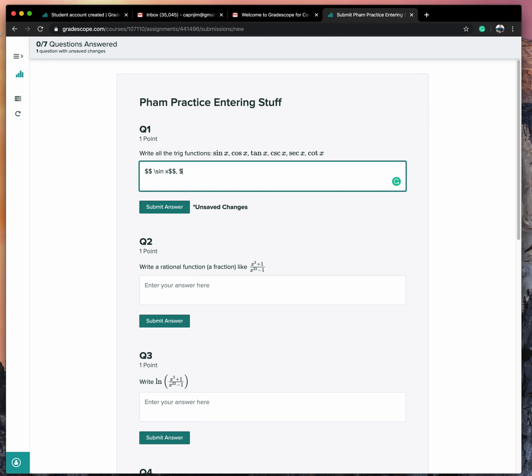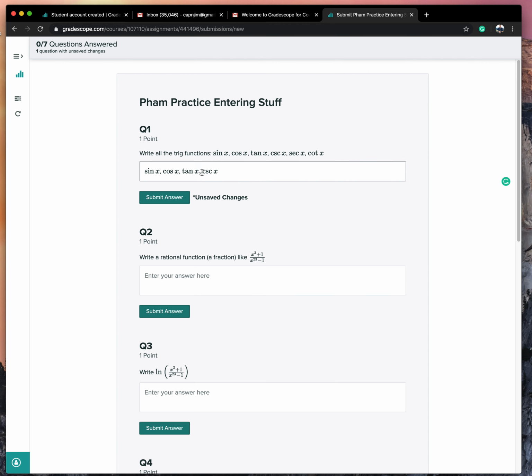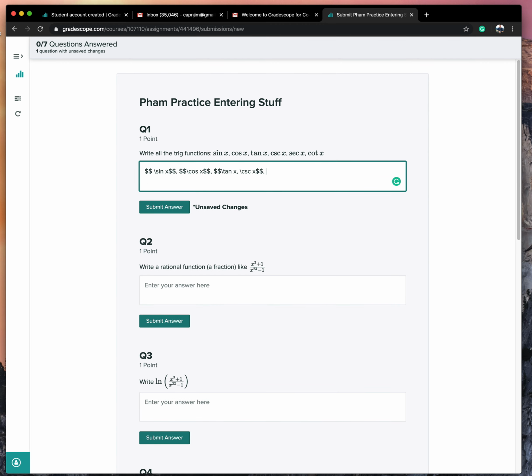So if I want cosine, I would do backslash cos space x for cosine of x, and then double dollar signs, comma, double dollar sign, backslash tan space x, double dollar sign. You can't put more than one function in, but if you put a comma after this and then put, say, cosecant, backslash csc space x, and then click off of that, the spacing actually looks all right. So you could probably do it either way. I like to put my commas outside of my math typing area: backslash sec x, and then comma, double dollar sign, backslash cot x, double dollar sign.